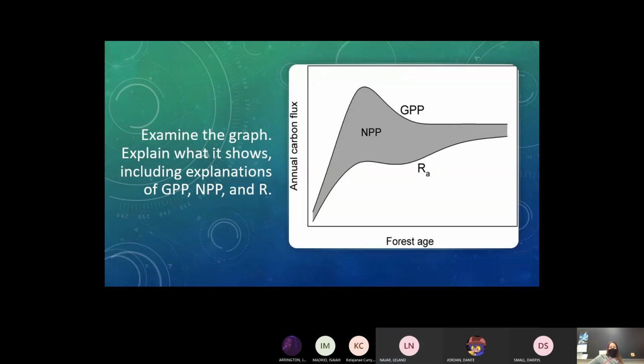All right, so looking at this graph, you've got NPP, GPP, and the R, which remember is respiration. Sometimes you'll see it with a subscript, but when you see the big R, it's the respiration. It's the stuff being lost due to cellular processes and heat. Take a second to look at this graph and give me some observations.